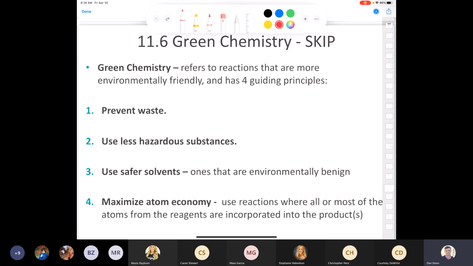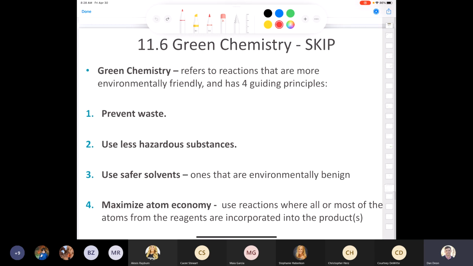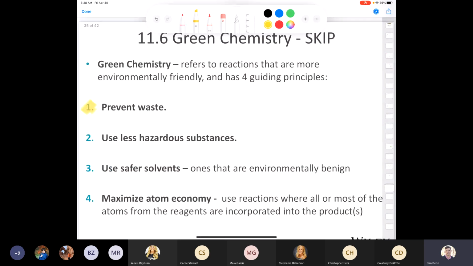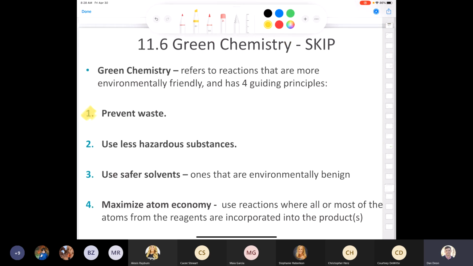So where does that waste go? Well, that waste is going to go into the environment, or sometimes it can get incinerated or whatever. But the whole concept is that we want to prevent waste, right? We're trying to limit what goes into a landfill and what goes into the environment. And what else can we do?